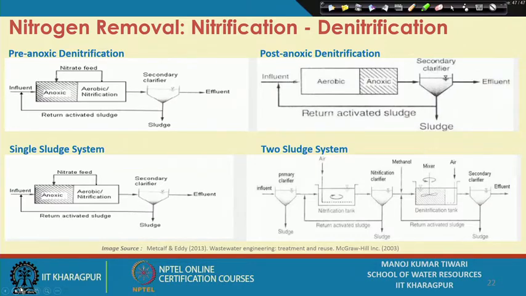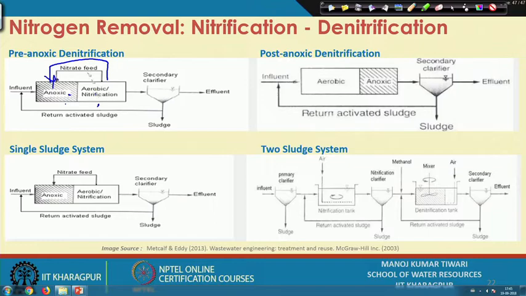There could be various different configurations, like pre-anoxic denitrification. In this one, for denitrification purposes we put an anoxic zone before the nitrification. Whatever is there is converted first, then it is converted to nitrate, and then the nitrate feed is recycled back to the anoxic system, so that nitrogen is removed.